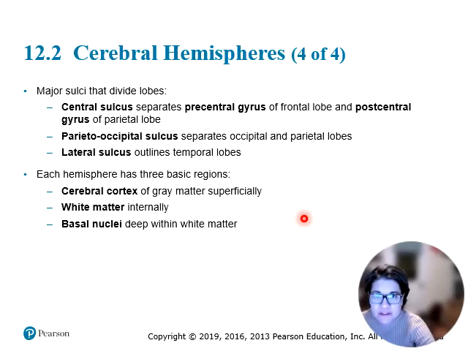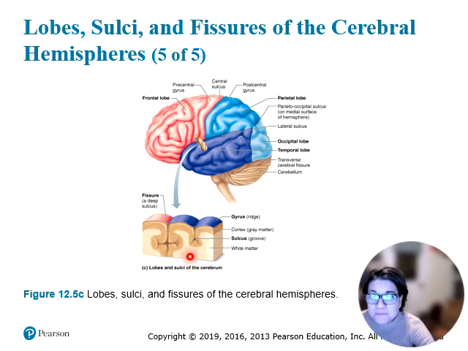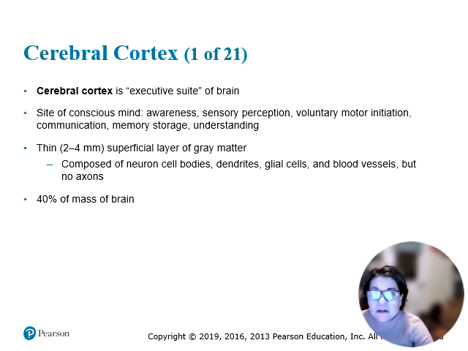Okay. So I think I already showed you this. And there's 3 basic regions. The cerebral cortex is where there's gray matter, and then white matter kind of in the middle, and then basal nuclei. I think we already have this picture.